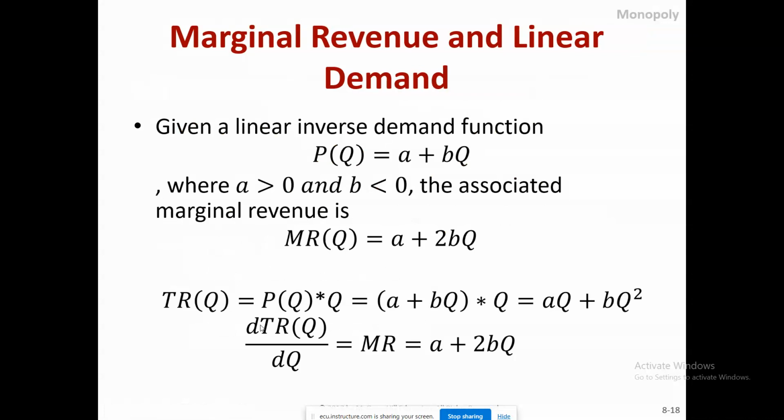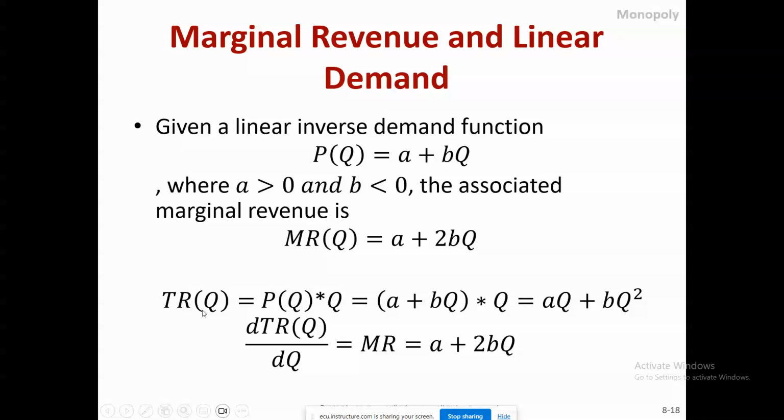Now, if we have a linear demand curve, which means the slope is a constant number, for example, the inverse demand function writes as price equal to intercept A, which is positive, plus B multiplies quantity. B is negative because of law of demand. Then its marginal revenue function will share the same vertical intercept A. The slope is twice as big as the inverse demand function. So here's B, and marginal revenue will be 2B.